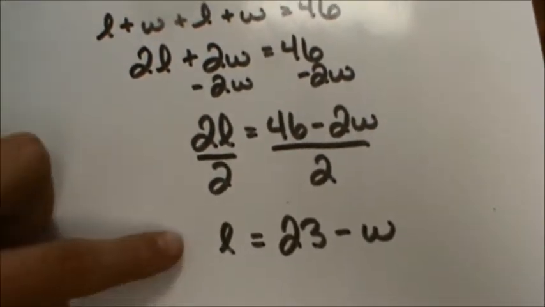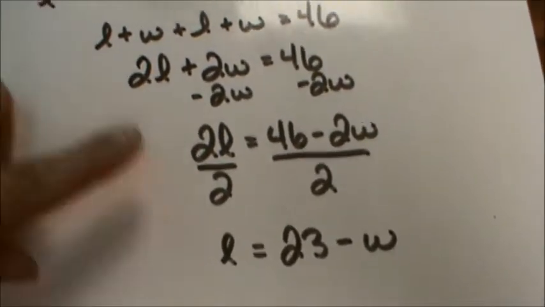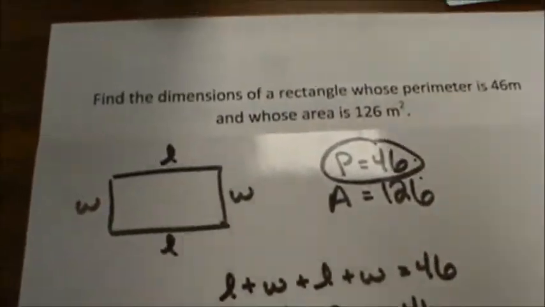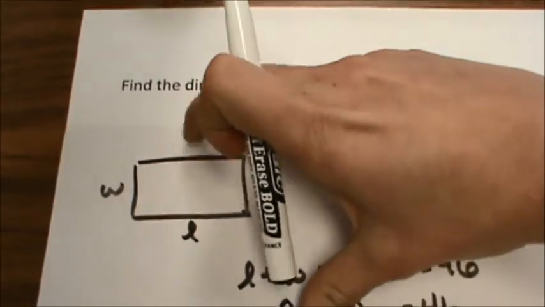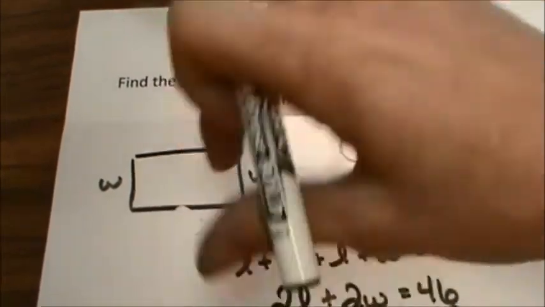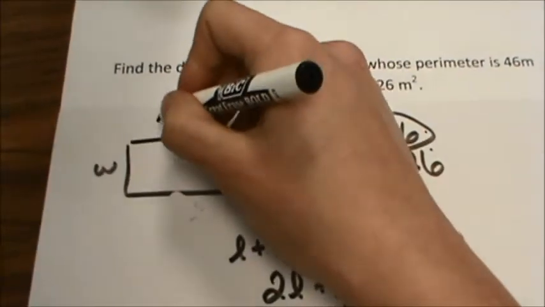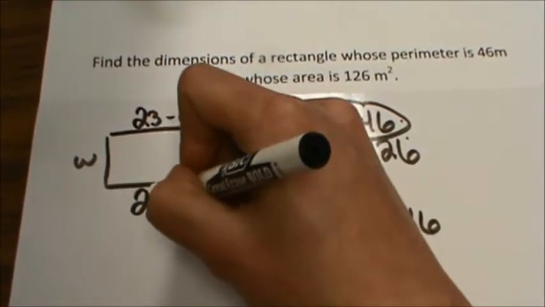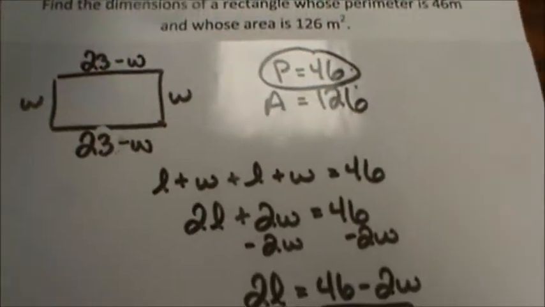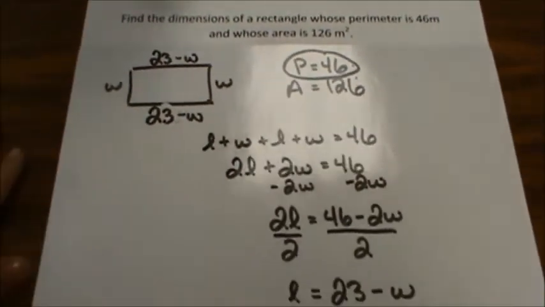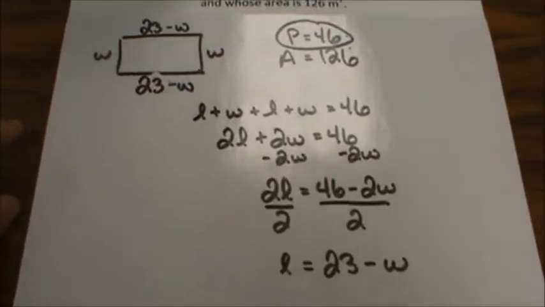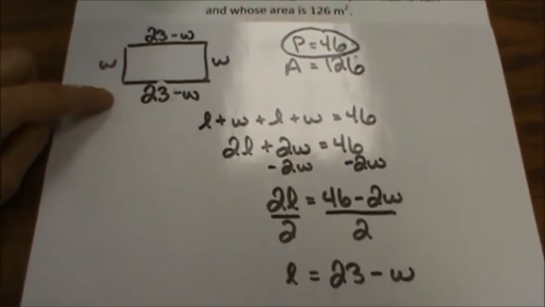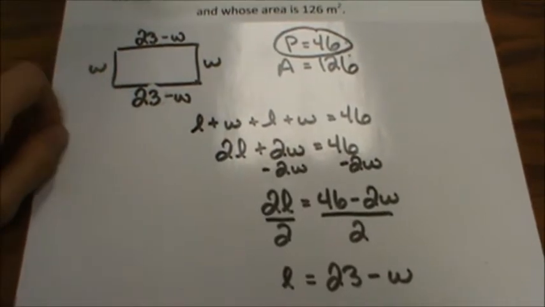Now I have an expression for L that I can use in my original rectangle up here. So instead of these L's, I'm going to write 23 minus W, 23 minus W. All of this work here is not the solution to the equation. All of this work was just necessary to be able to write the dimensions of my rectangle using only one variable.